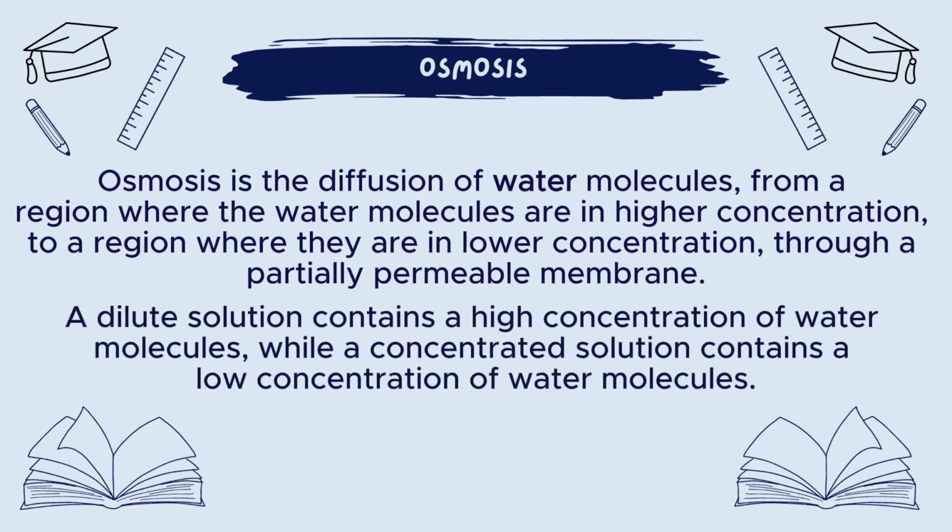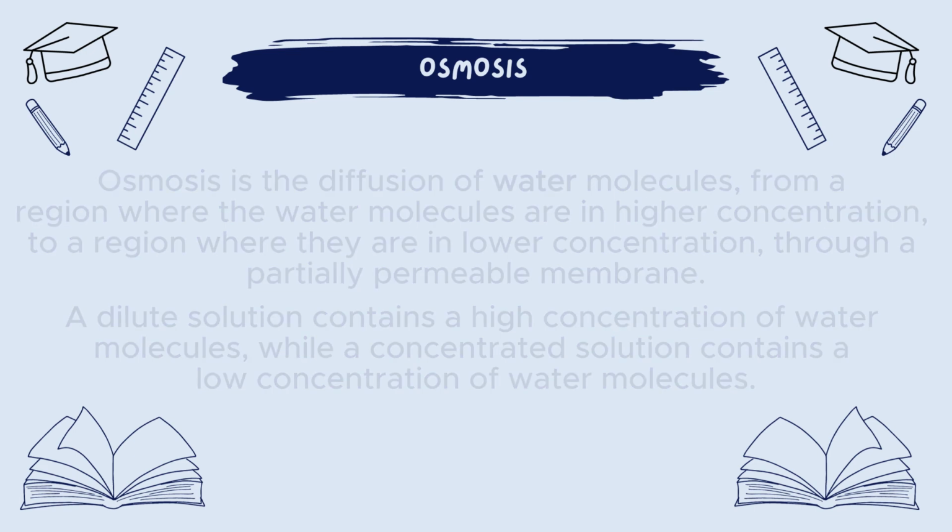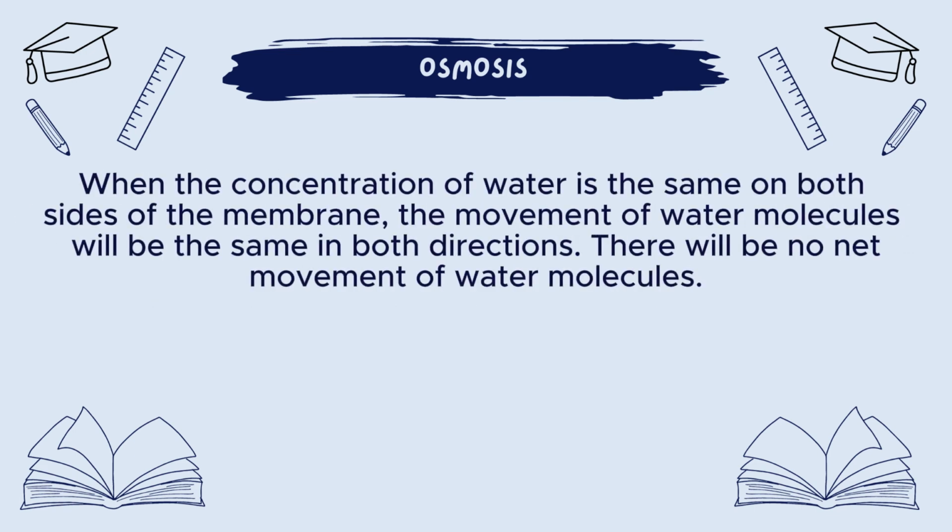A dilute solution contains a high concentration of water molecules, while a concentrated solution contains a low concentration of water molecules. When the concentration of water is the same on both sides of the membrane, the movement of water molecules will be the same in both directions. There will be no net movement of water molecules.